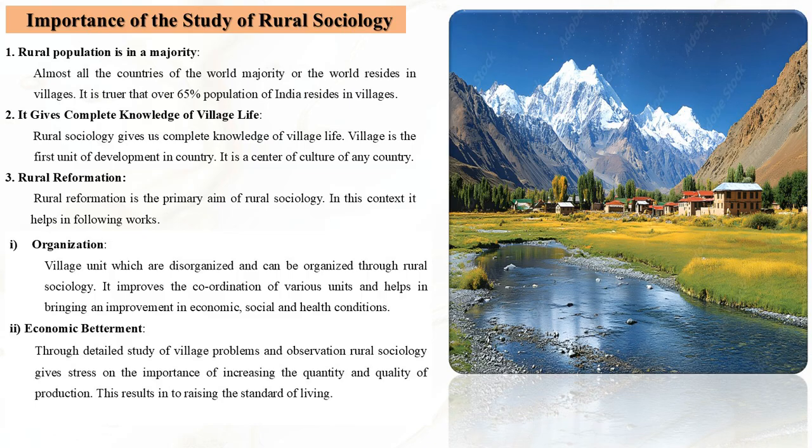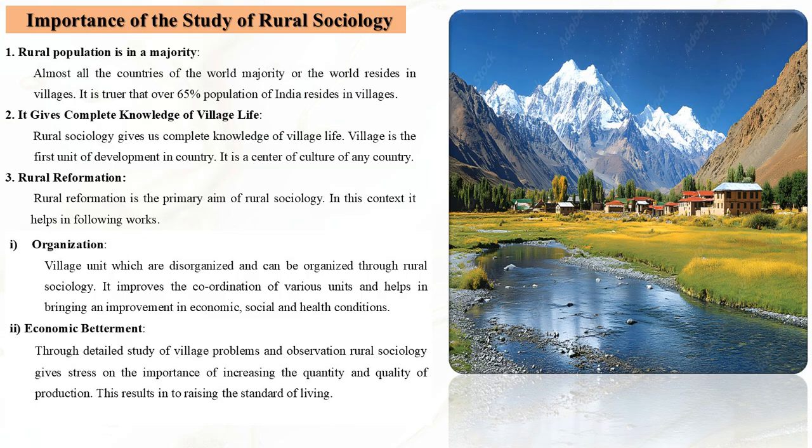3. Rural reformation. Rural reformation is the primary aim of rural sociology. In this context it helps in following works. Importance of the study of rural sociology. 1. Organization. Village units which are disorganized can be organized through rural sociology. It improves the coordination of various units and helps in bringing an improvement in economic, social, and health conditions.